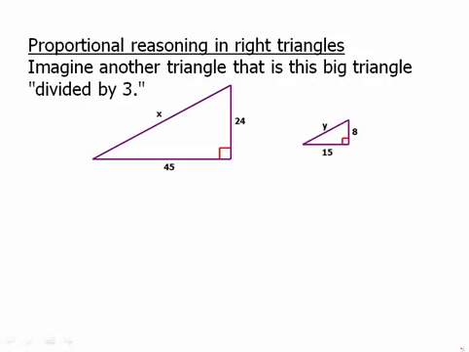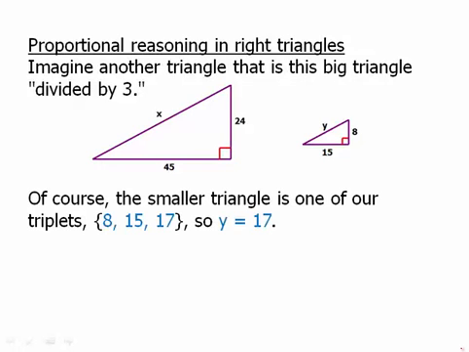So we have the large triangle, our starting triangle, and then we have a scaled down version with the unknown hypotenuse y. Well, of course, that scaled down version looks pretty good because that's actually one of our Pythagorean triplets. Of course, that's the 8, 15, 17 triplet. We don't even have to do any calculations. We can see instantly that y just has to equal 17.